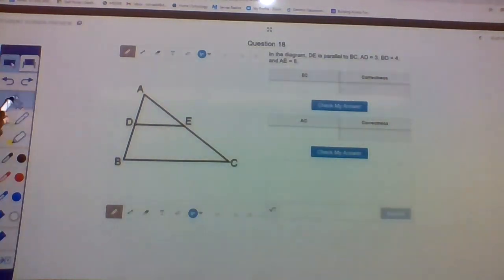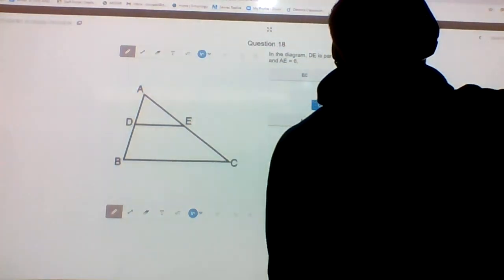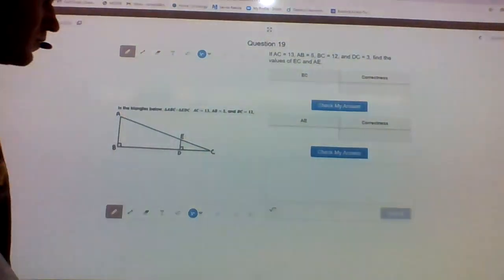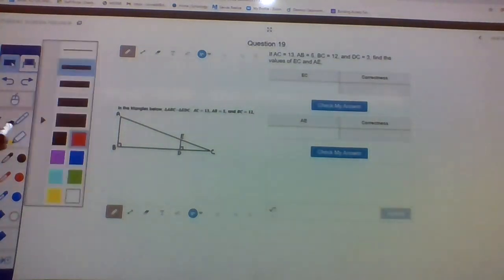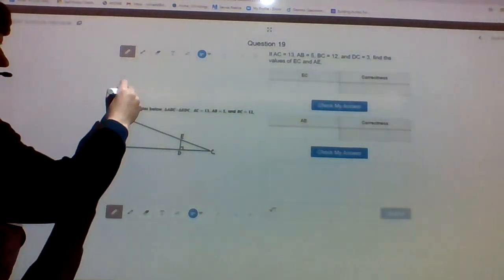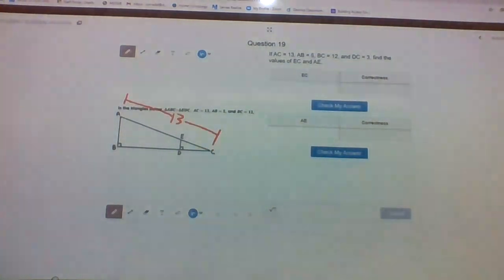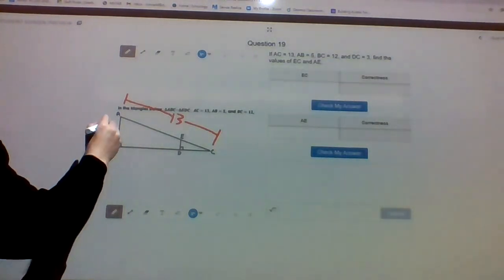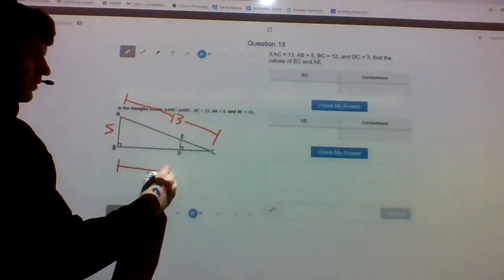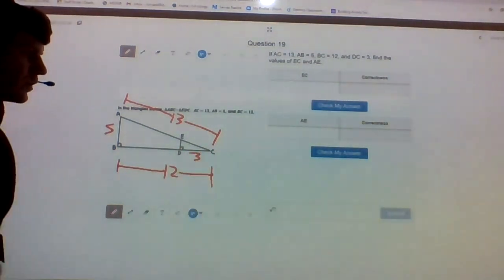So let's do the last one here, 19. 48 minutes. This is longer than I thought. Okay, AC here is 13, so the whole hypotenuse, the big hypotenuse, is 13. AB is 5. BC is 12. And DC is 3.